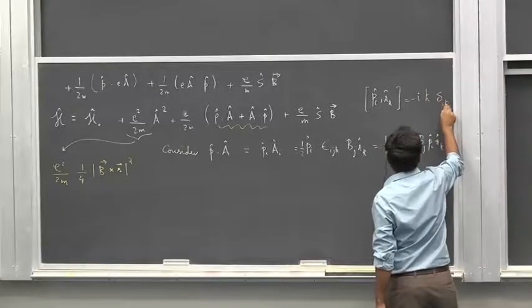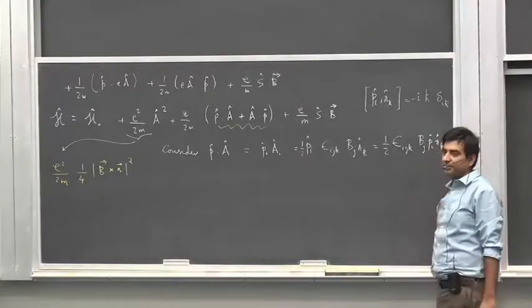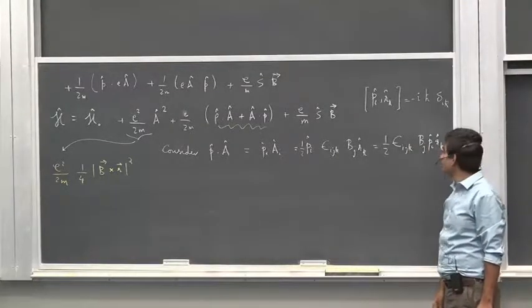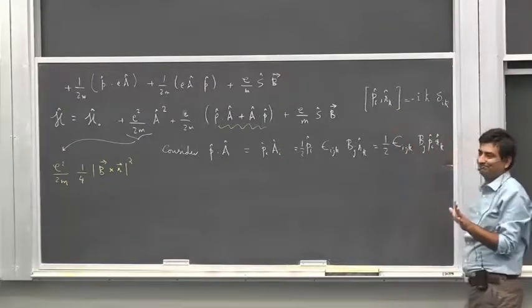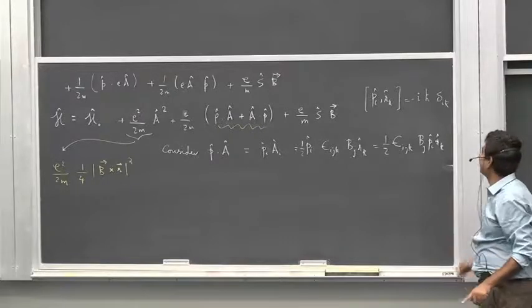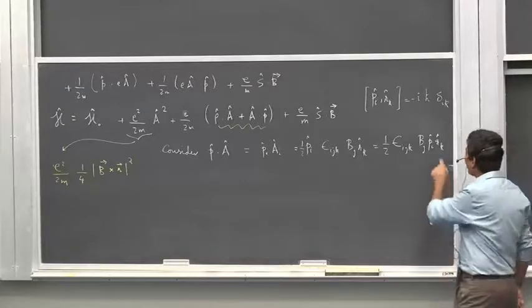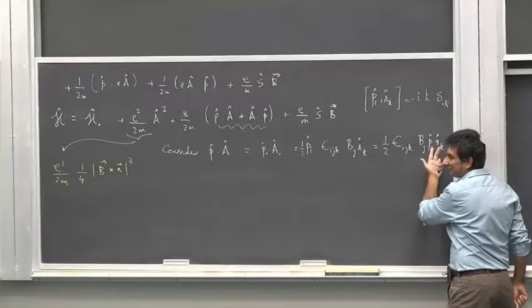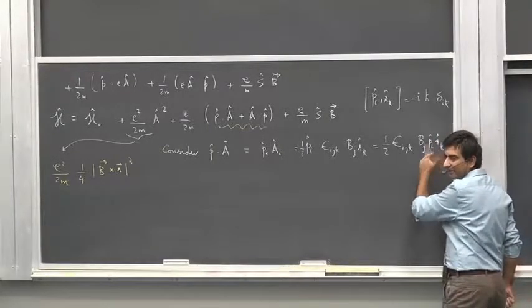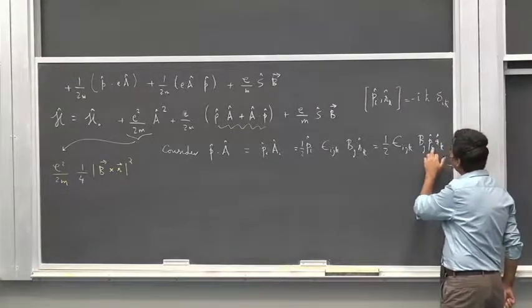canonical delta_ik, right? This is 0 if i is not equal to k. Otherwise it's equal to minus iota h bar. So the commutator is 0 if i is unequal to k. Now if i is unequal to k, the commutator is 0, so I can reverse the order. I can reverse the order of two operators when the commutator is 0, it doesn't matter. But i can be equal to k.